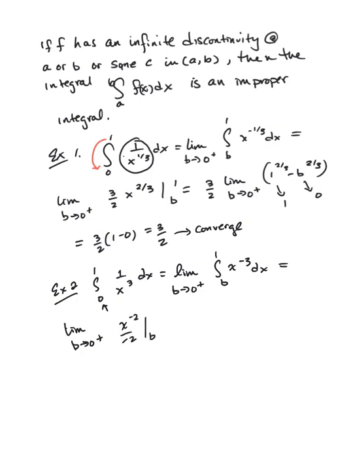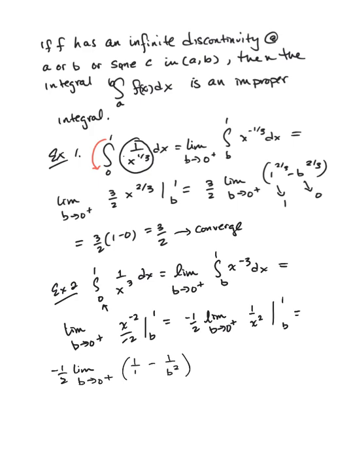I can factor out this negative 1/2. Now, some kids do not do well by factoring out the negative 1/2 because then they forget it. So you have to know yourself. If you're careless, just leave it in. Now I'm going to substitute in my upper bound. So I have the limit as b approaches 0 from the right. I get 1 over 1, and then I have minus 1 over b squared.